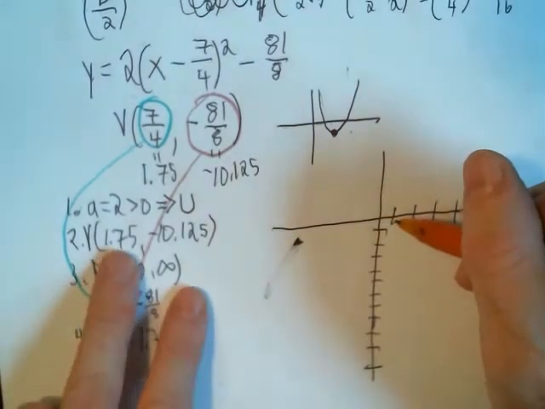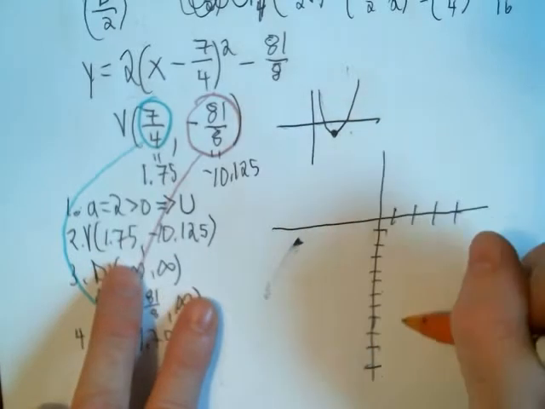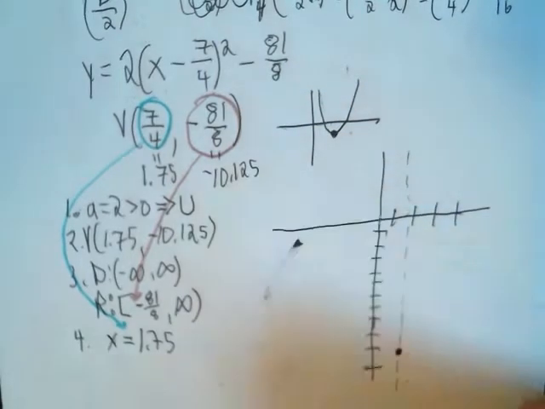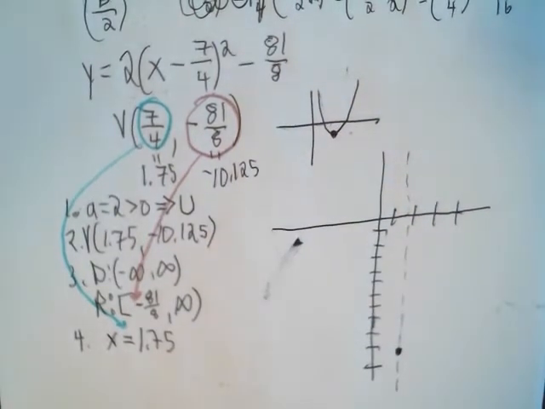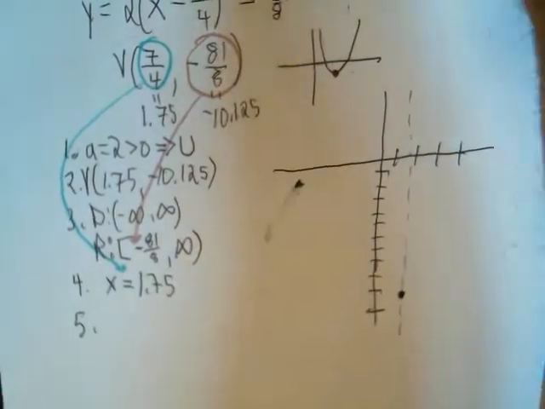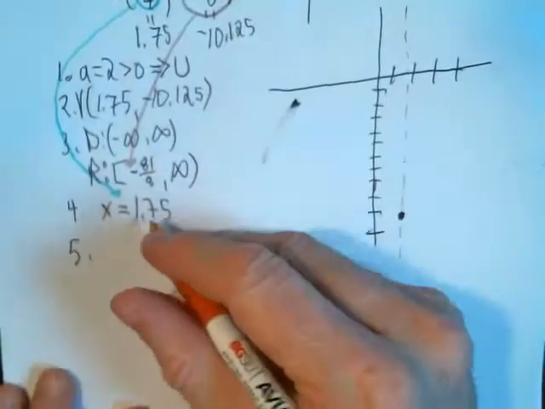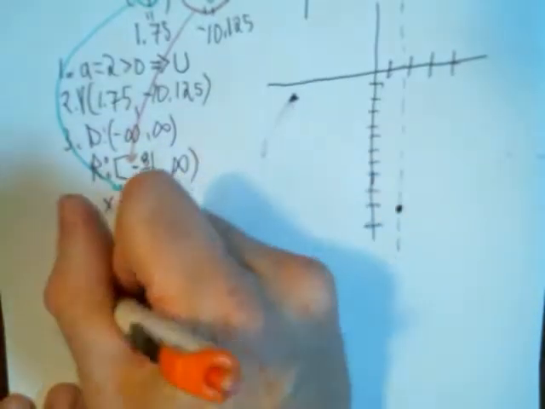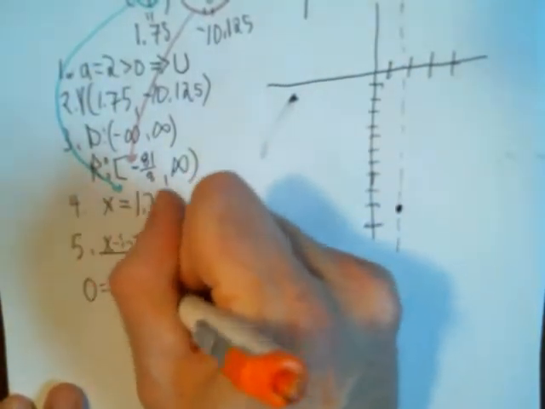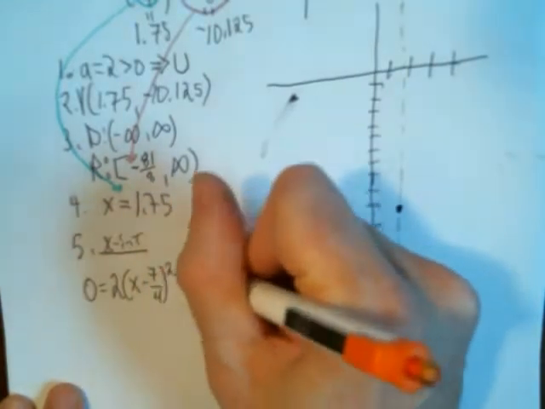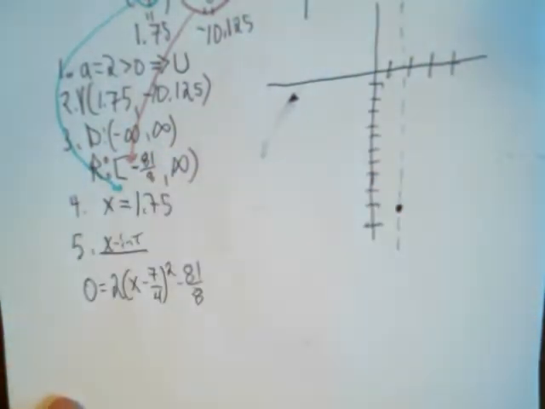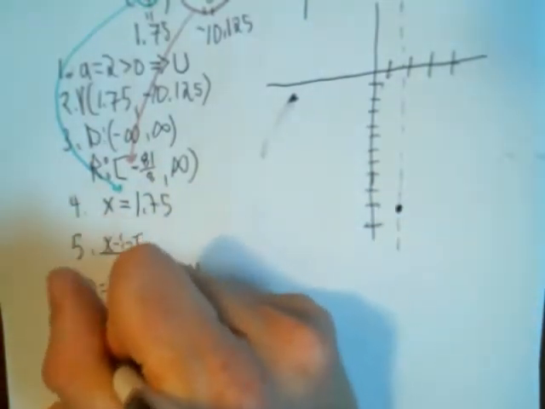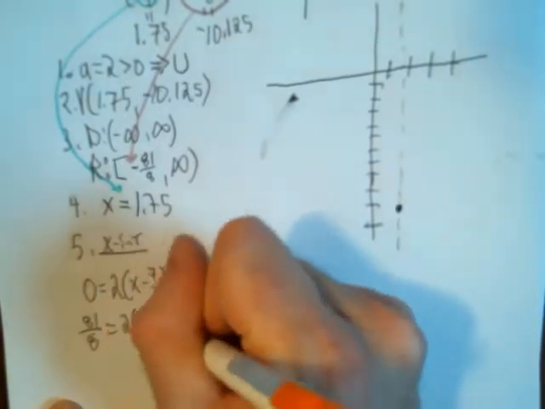Right, so let's go ahead and get the vertex, right? So 1.75 and then negative 10.125 is about right here. The axis of symmetry is going right down through that. And I need the x and y intercepts as well. Okay, so for the x-intercept, you let y equal 0. And what do you get? You get 0 equals 2 times x minus 7/4 squared minus 81/8. And then solve for that thing. So add the 81/8 to the other side.